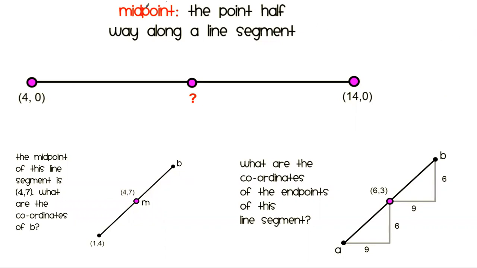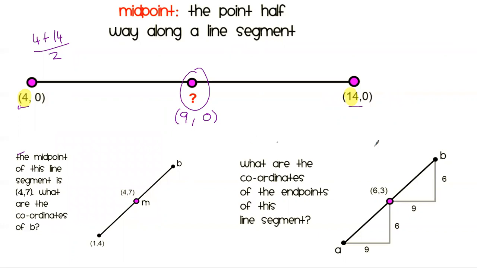Okay, find the midpoint of this one. So it's gone from 4 along to 14 along. So essentially you're looking for the middle of 4 and 14. There's loads of ways you can do it. One way is add them and half it. And that would be 9. So it's 9, must be 9 across, and they're both not up.